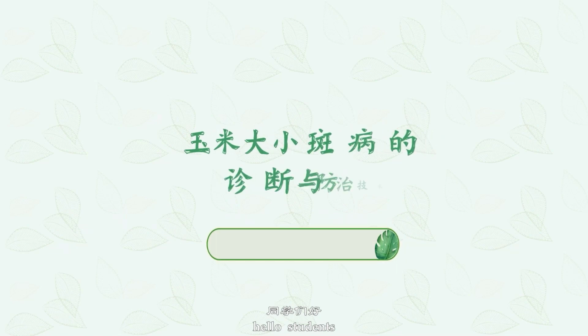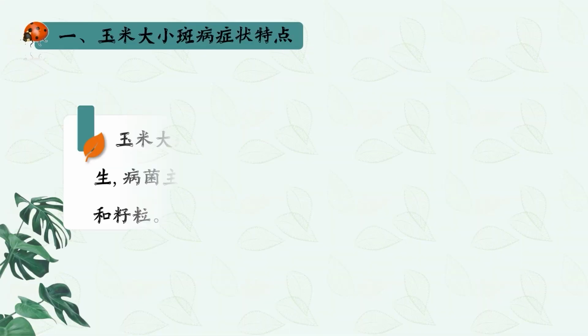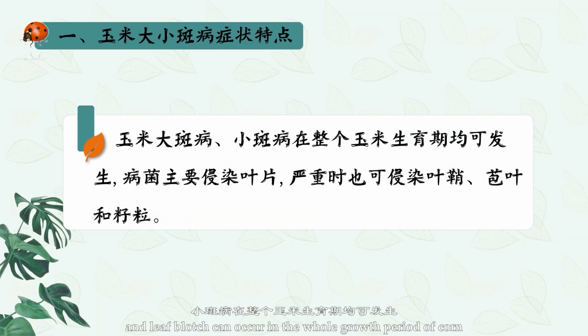Hello students! Today we are going to study the diagnosis and control of corn leaf spot, which includes northern corn leaf blight and southern corn leaf blight. They can occur in the whole growth period of corn.